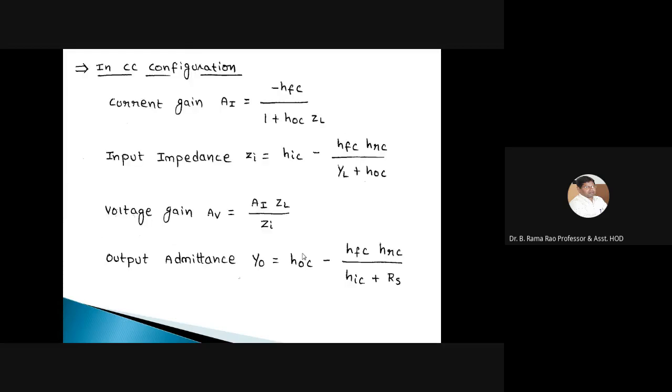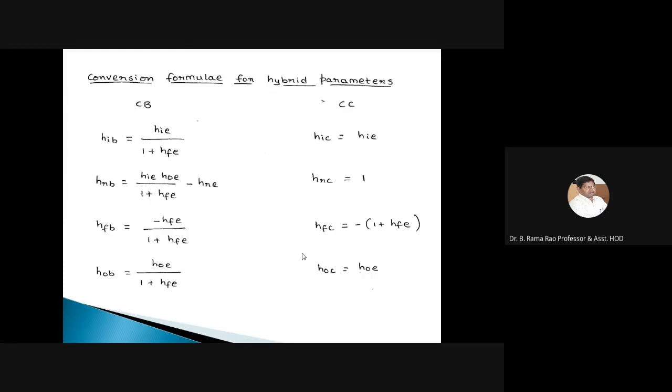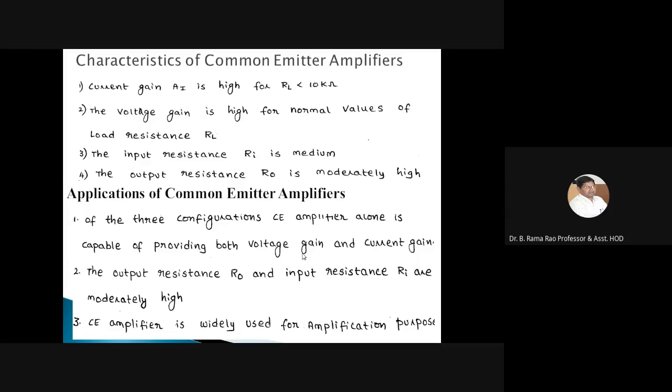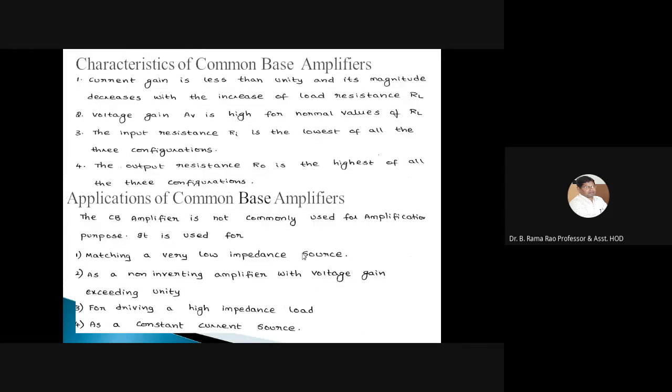CB different configurations, not different formulas. CB, CE, CC configurations, and we have seen the comparison. Conversion formulas for hybrid parameters. After that, characteristics of each type of amplifier. What are the characteristics of the common emitter, common base and common collector? What are the applications of the common emitter, common base and common collector? We have gone through this one.